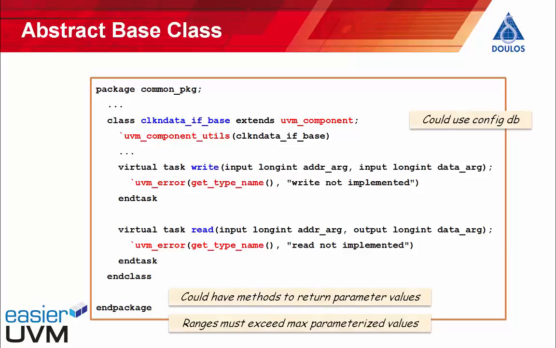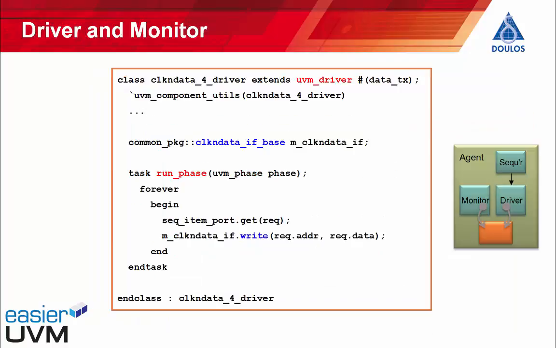So that's our abstract base class. Note that the name of the abstract base class is clock and data interface base, and it's got two methods, write and read. Now let's see how we can use this abstract base class. And I'll show the example of the driver.